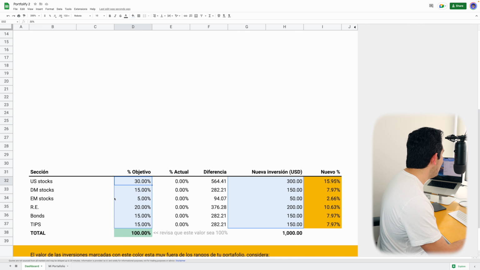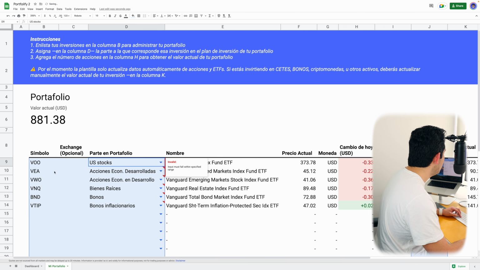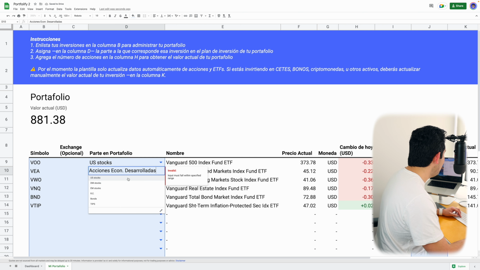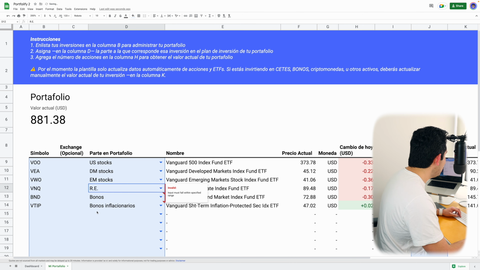The next thing that I would have to do is navigate over to my portfolio. This is the dashboard. This is my portfolio, and start defining what am I going to be buying. For example, the ETF that I mentioned for the US, which in here I would select US stocks, the ETF for developed markets, the ETF for emerging markets, the ETF for real estate.